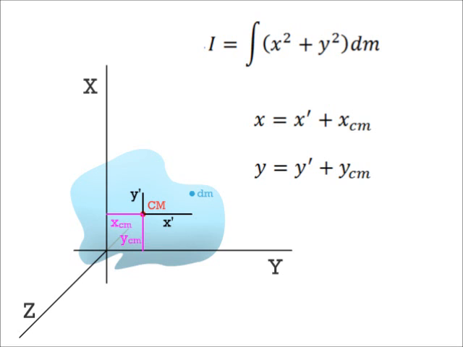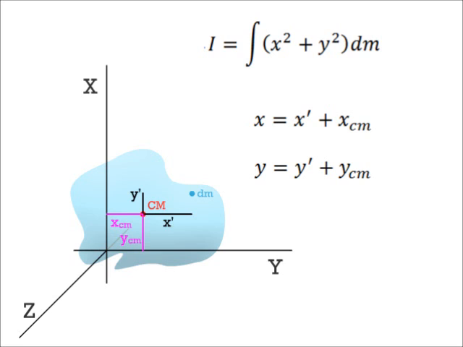So we can say that the x value of the point we are evaluating, dm, is going to be equal to xcm plus x prime, where xcm is the x position of the center of mass, and x prime is the x distance between dm and the center of mass. And y is equal to ycm plus y prime, where ycm is the y position of the center of mass, and y prime is the y distance between the center of mass and dm.